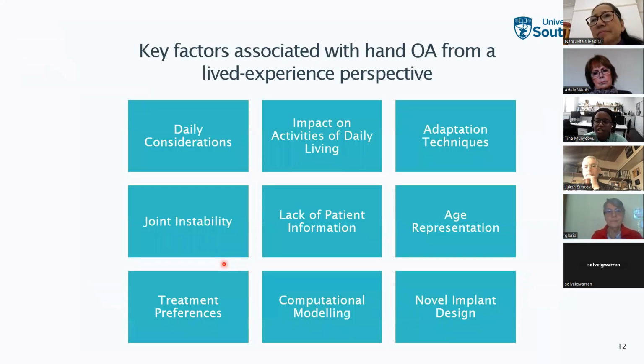So here are some of the key factors associated with hand OA that we discussed during those early public involvement sessions. This is quite general, but like we said, we talked about joint instability and the impact on activities of daily living. Some interesting things we talked about relating to the computational modeling were the representation of the data, the usefulness of a model, and daily considerations.